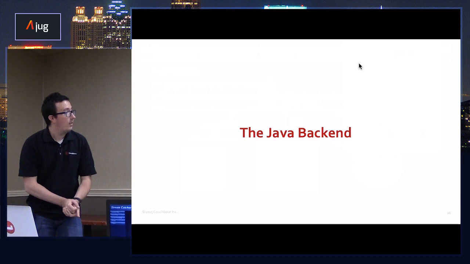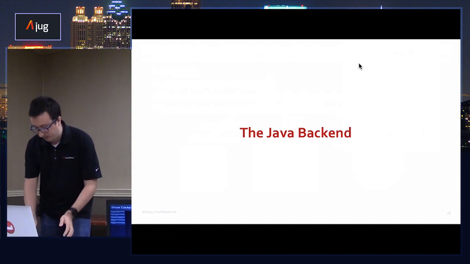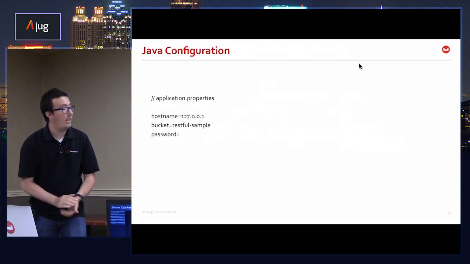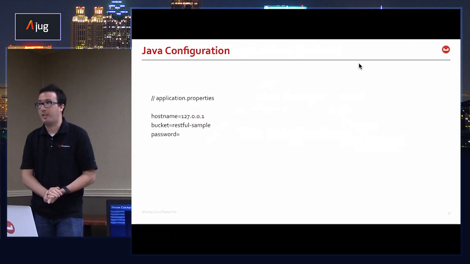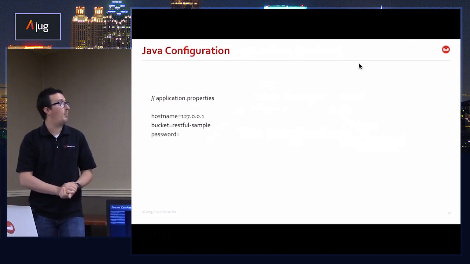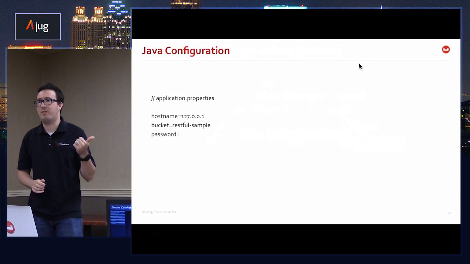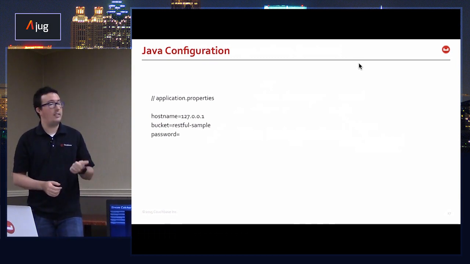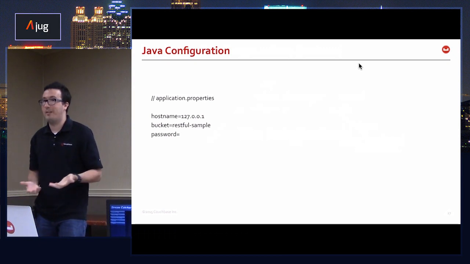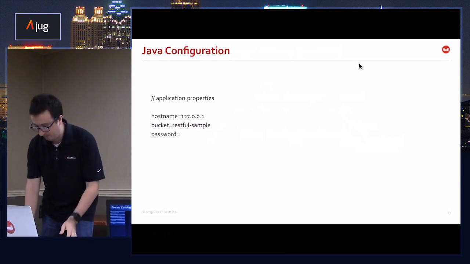So let's look at the code for the backend. Again, this is a Spring Boot application, so a Spring Boot application will have an application properties file. In it, I'm defining the connection information for my server. In this case, it's running locally on my laptop. And the bucket, of course, is RESTful sample, and it doesn't have a password in this case.